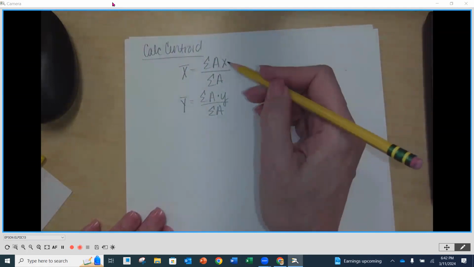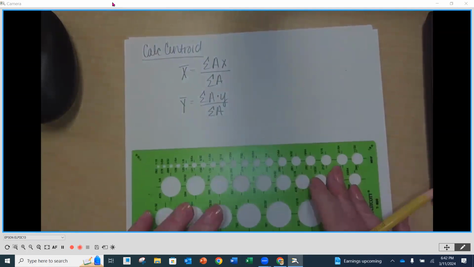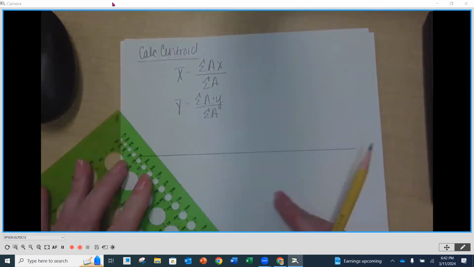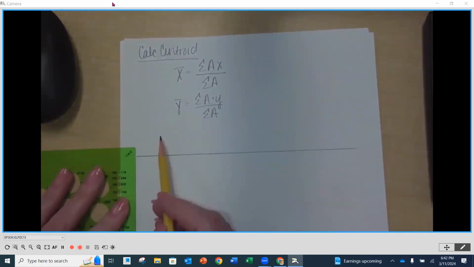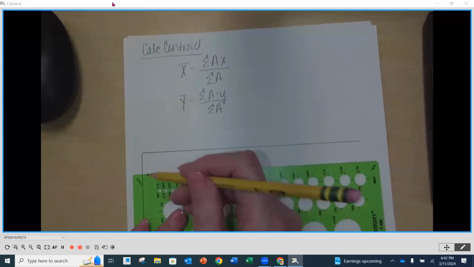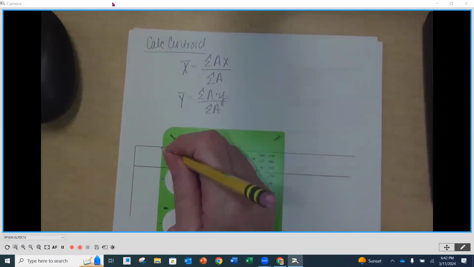So I wanted to write this first because then we're going to make our chart down below with the columns that we need to fill those in. So down here, we're now going to have our shape.